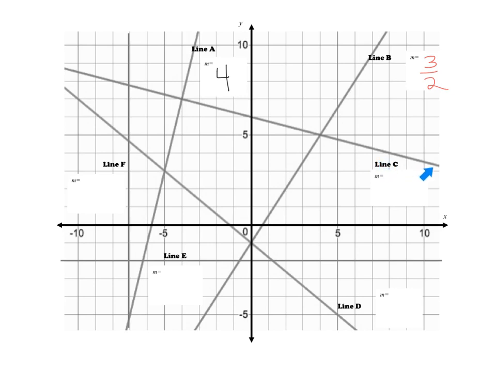Line C. Line C is here. So I am going through and I'm seeing a point right there, point right there, point right there, point right there, point right there. Go ahead and put in your points and try counting your rise over your run. I'm going to go ahead and put my points in red here, and then we're going to start counting.